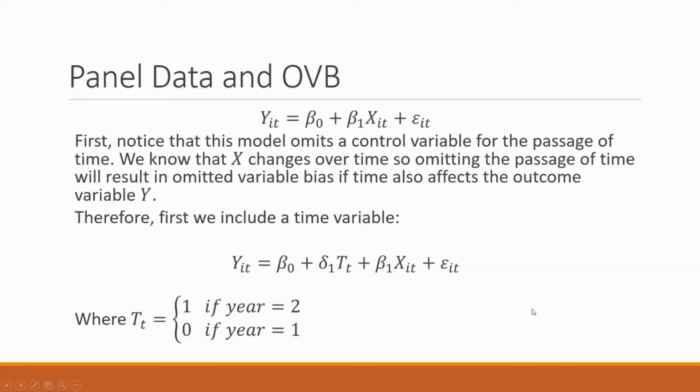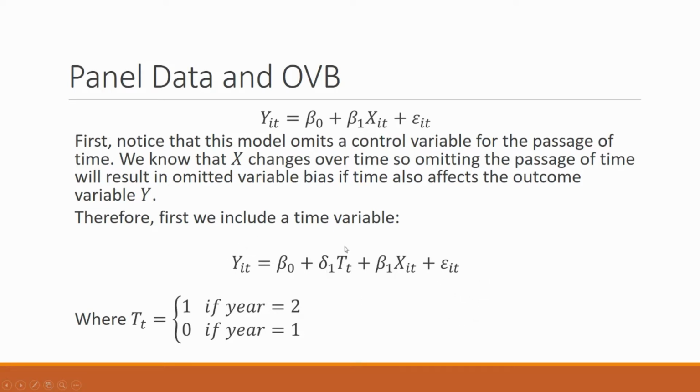The first thing we want to notice is that this model omits a control variable for the passage of time. We know that x changes over time, so omitting the passage of time will result in omitted variable bias if time also affects the outcome variable. Therefore, we first include a time variable. One of the first things we'll do is make sure that we control for the fact that time is changing in our data set.